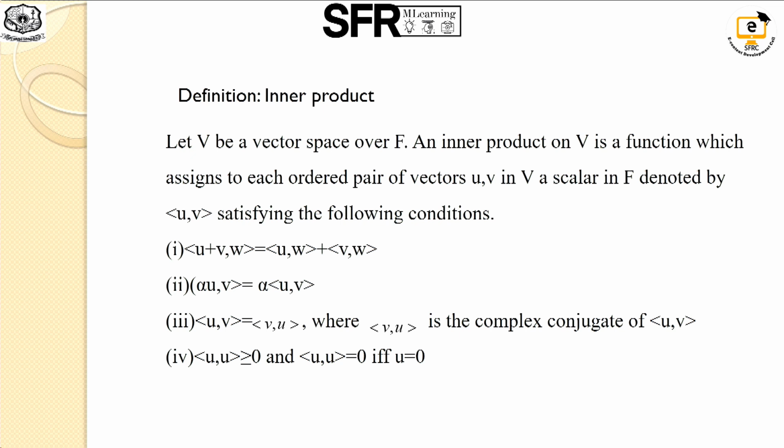They are: the inner product of u plus v and w is the inner product of u and w plus the inner product of v and w. The next axiom is the inner product of alpha u comma v is alpha into the inner product of u comma v. The third one is the inner product of u comma v is the same as the complex conjugate of the inner product of v comma u. The fourth axiom is that the inner product of u with itself is always greater than or equal to 0, and if the inner product of u with itself is 0, then the vector u must be 0.